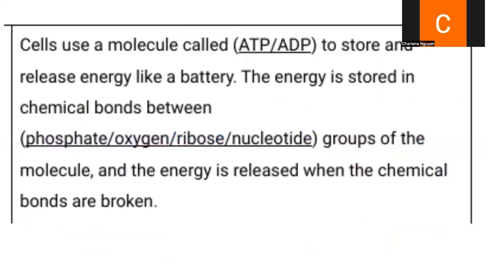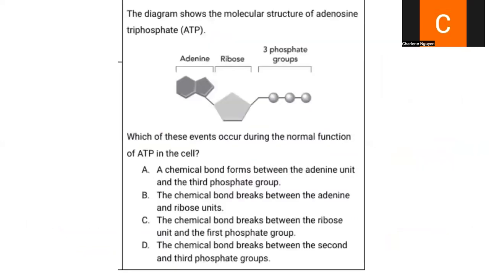Next, cells use a molecule called ATP to store and release energy like a battery. The energy is specifically stored in the chemical bonds between the phosphate groups. Once those bonds are broken, that's when energy is released. Here, the diagram shows the molecular structure of adenosine triphosphate. Which of these events occur during the normal function of ATP in the cell? Keep in mind, ATP is stored energy, so in order for energy to be released, the chemical bond needs to be broken.